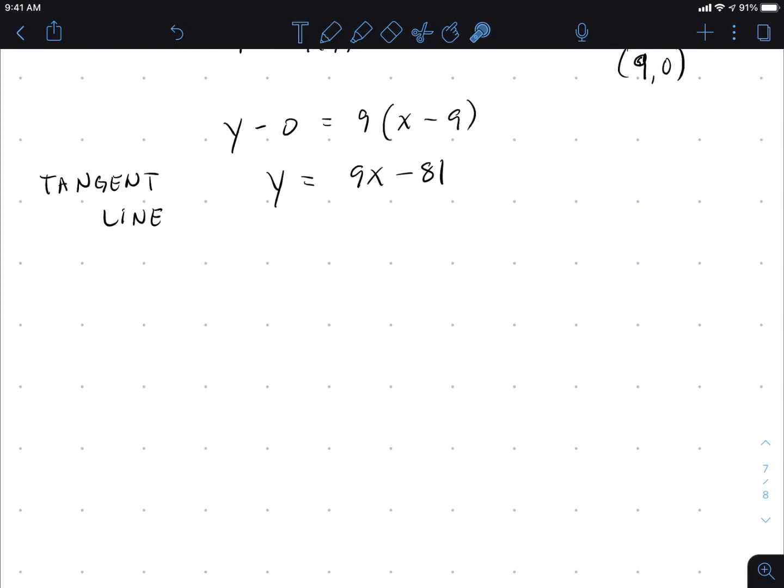All right. Now, let's get into some related rates. So this is number, is it 11? No, 12, 13. 13. So here we go. So at noon, ship A is 180 kilometers west of ship B.